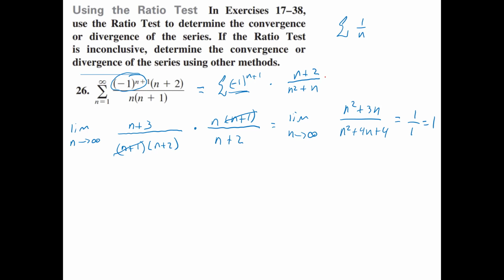But you can see that the terms are going to 0, because you have a degree 1 over a degree 2. It's alternating, and eventually it's going to be decreasing. So then this is going to converge by alternating series test.